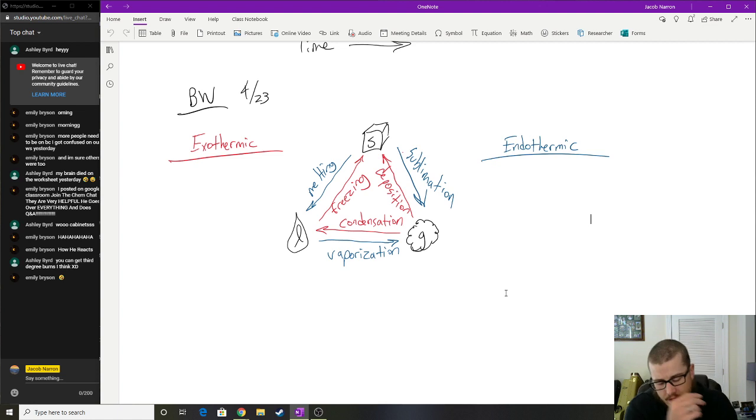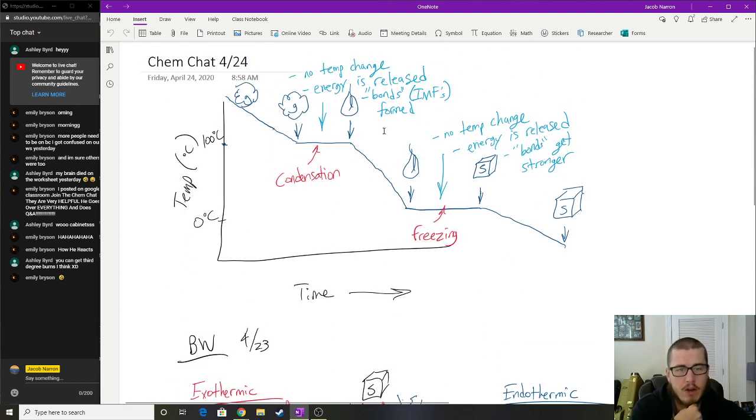Exothermic. The reason I say exothermic is because heat is released. Heat is released. In fact, if we scroll back up, we can see, oh, look, energy is released here and here. And as we can see in both of those, heat is released. So that means these are exothermic phase changes.